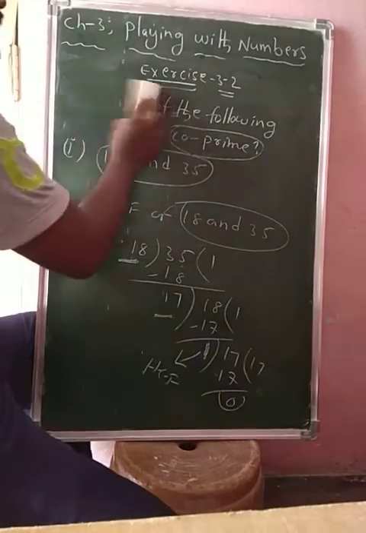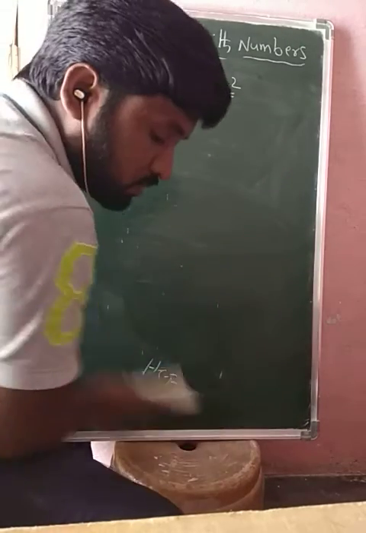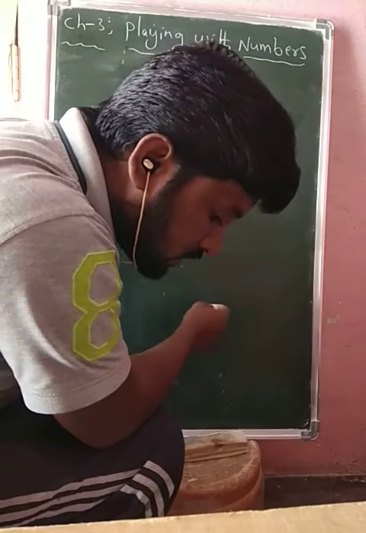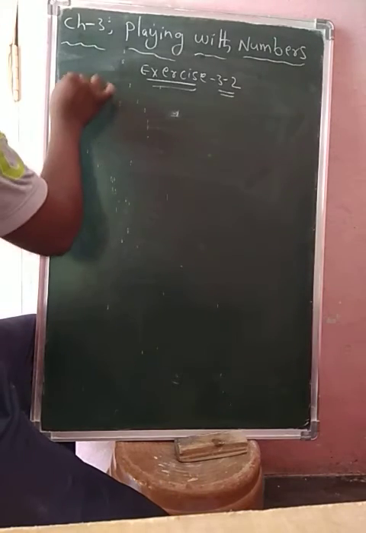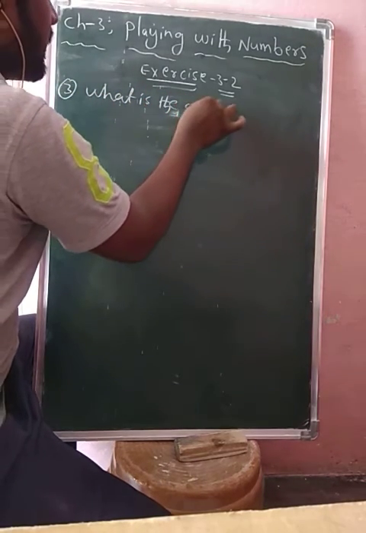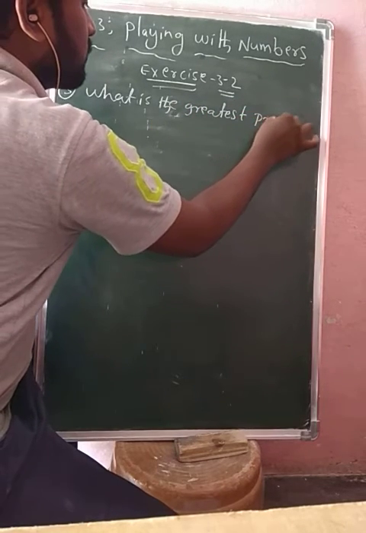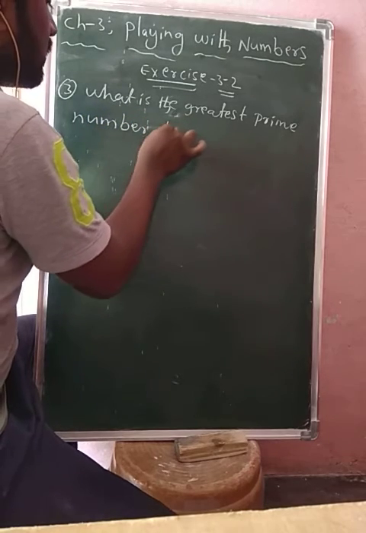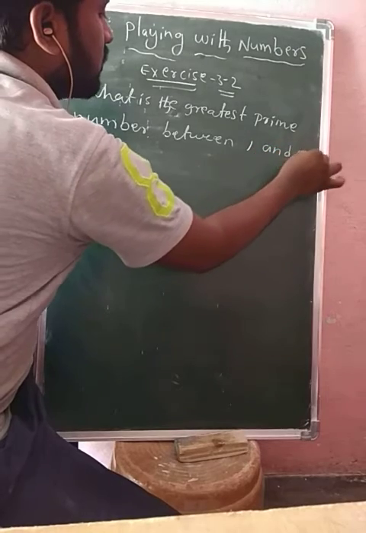Now take one more question. In the same manner, you try the remaining problems. Next, question number 3. What is the greatest prime number between 1 and 20?